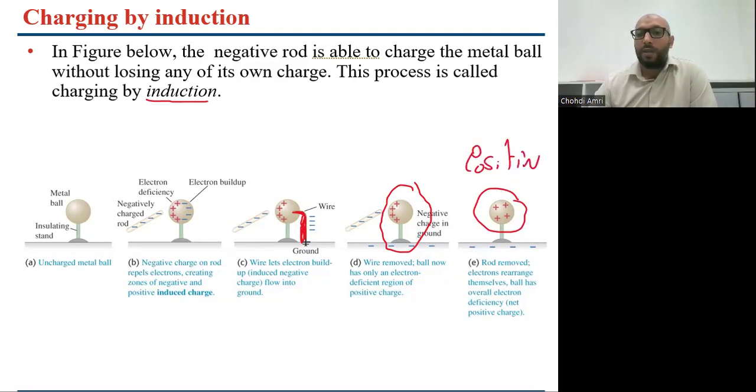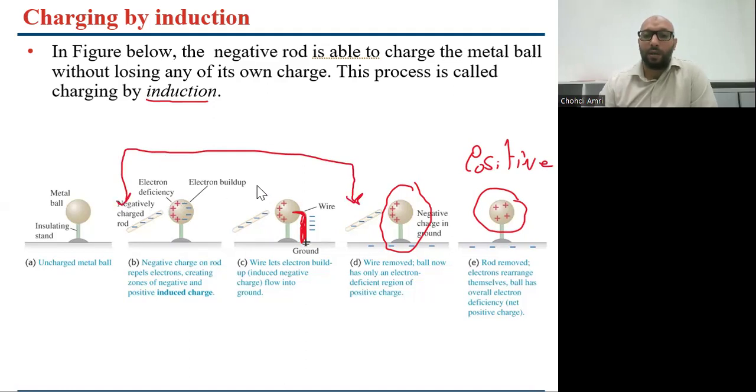Okay? Is there any contact between these two materials? No, there is no contact. Here we talk about charging by induction. Let's see the net charge of the plastic rod before and after this phenomenon. There is no difference. So we can say that the negatively charged rod is able to charge the ball without losing any of its own charge. Okay.